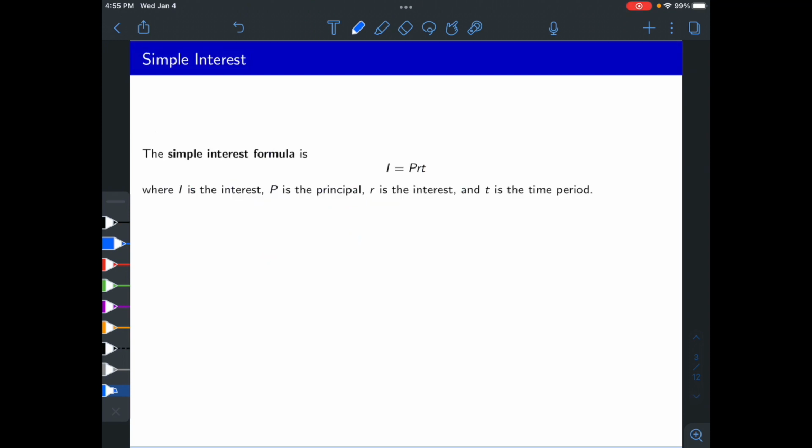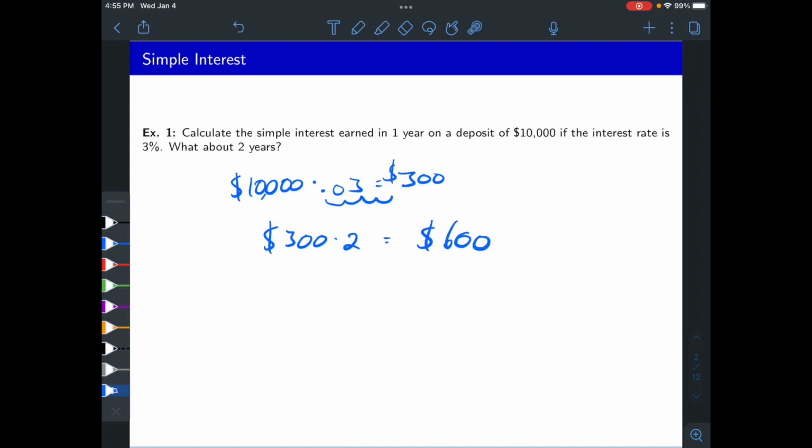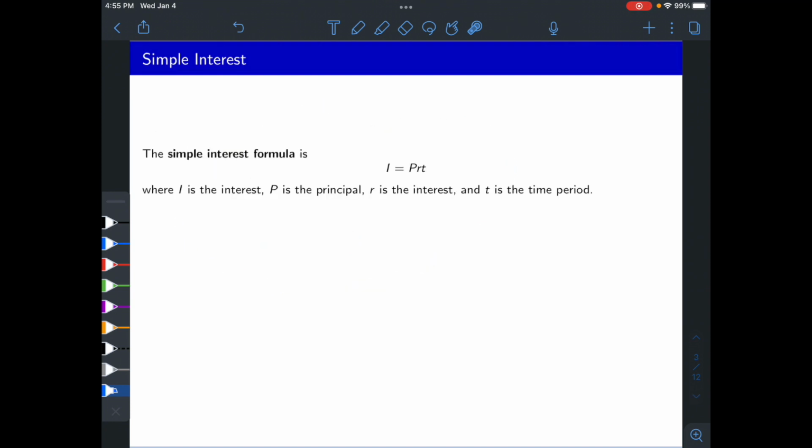Technically there's a formula that goes along with this, although if you understand what happened in this previous problem, then you don't necessarily need to use this formula. Certainly not everyone is going to need to memorize this, but maybe for some people it'll be helpful, so I'll include it. The simple interest formula just says that I, which is the interest, is equal to P times R times T, where P is the principal, R is the interest rate, and T is the time period.